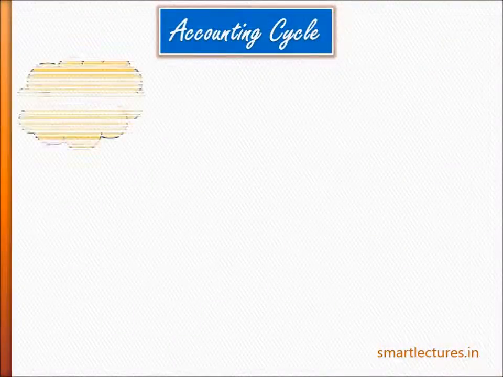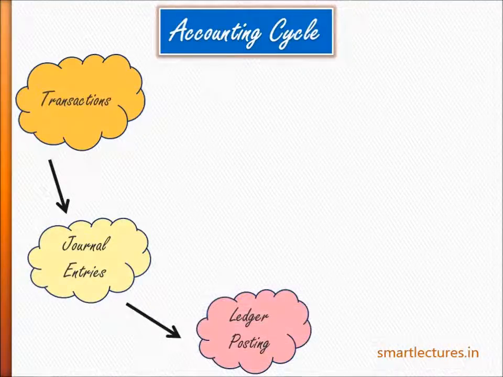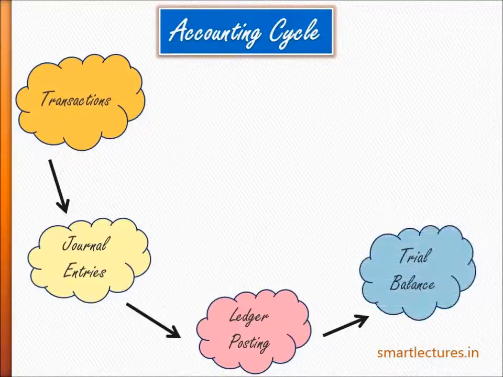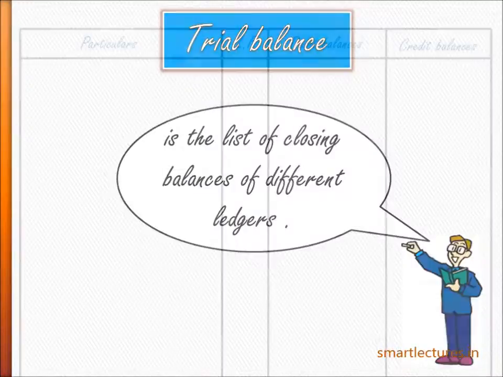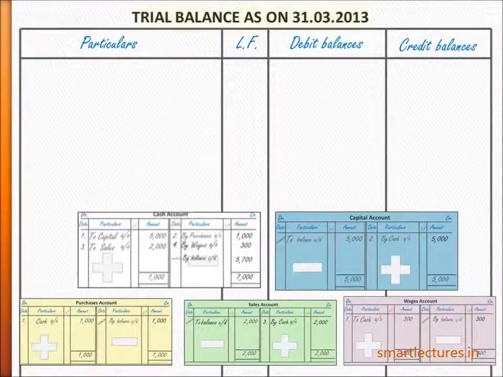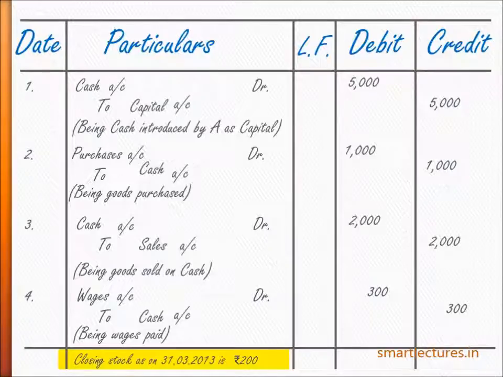So on the basis of transactions, journal entries were made. On the basis of journal entries, ledger posting was done. After ledger posting, closing balances have been calculated for each and every account. Now what we have to do? We have to make the trial balance. What is a trial balance? Basically, a trial balance is the list of closing balances of different ledgers. Okay, let's make the trial balance. Trial balance as on 31st March 2013. Don't forget, always write down trial balance as on, and then write down the closing date. And in this question, the closing date is 31st March 2013.